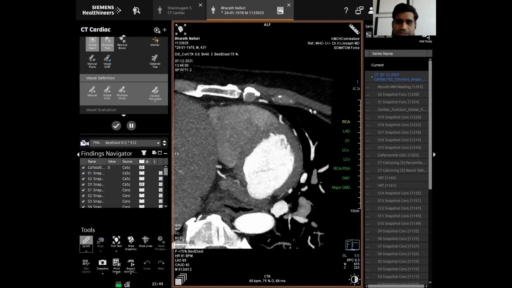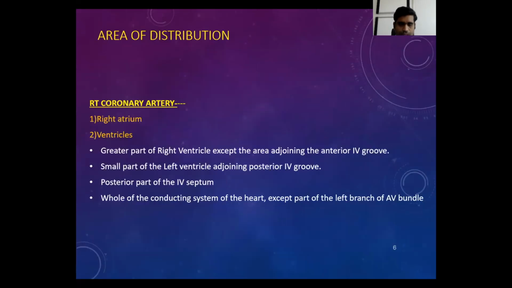Now we will move on to common anatomical variants and a few hemodynamically significant anomalies. Before that, we will see the blood supply to the heart, the area of distribution. The right coronary artery supplies the right atrium, the greater part of the right ventricle except the area adjacent to the anterior interventricular groove, a small part of the left ventricle adjacent to the posterior interventricular groove, and the posterior part of the interventricular septum. The whole conducting system of the heart is supplied by the right coronary artery except a part of the left branch of the AV bundle.